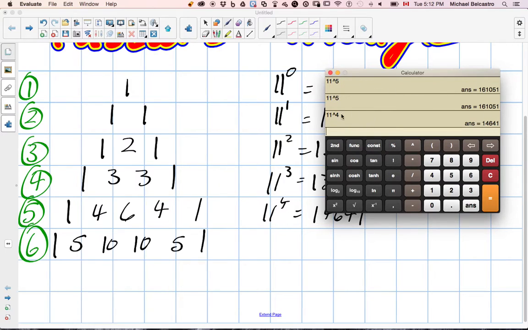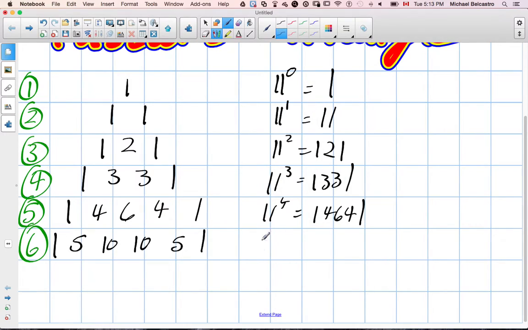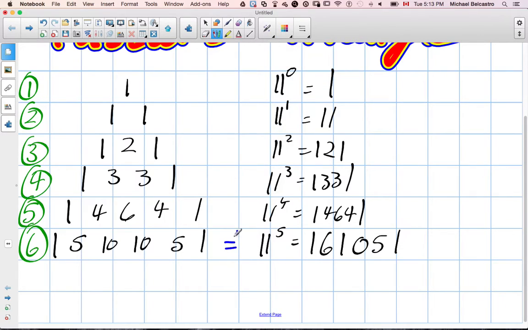And then our next one, 11 to the power of 5, which we've already done, ends up being 161051. So 11 to the power of 5 is 161051. Now, these two things don't look like they're equal at all.